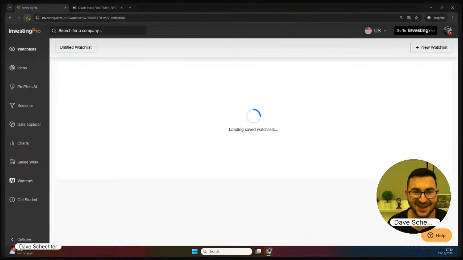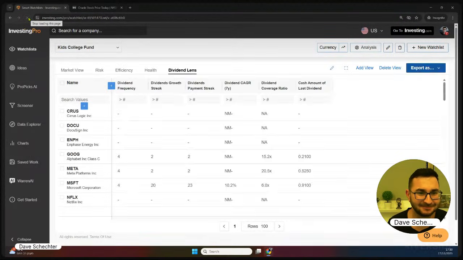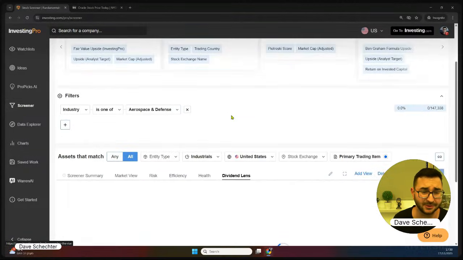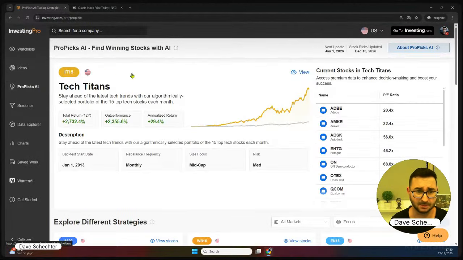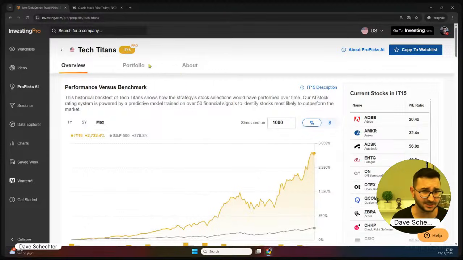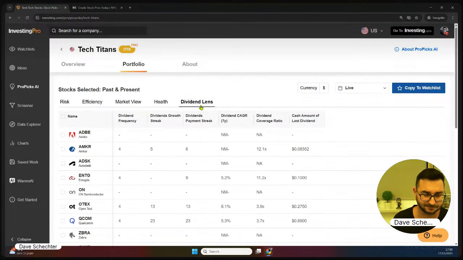Let's refresh the page. There we go. Okay. So now my dividend lens has been created, and all of the stocks that are currently in this list, I now have this information reflected there. The reason I'm showing you this is because when you create a view, it also gets ported to other areas of the Pro dashboard, such as the screener, also ProPicks AI. We can find it here as well.